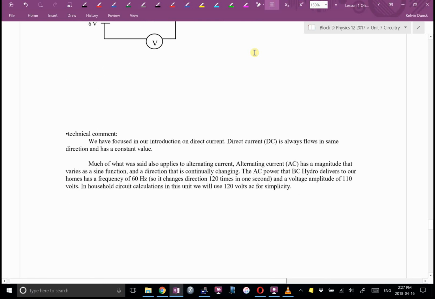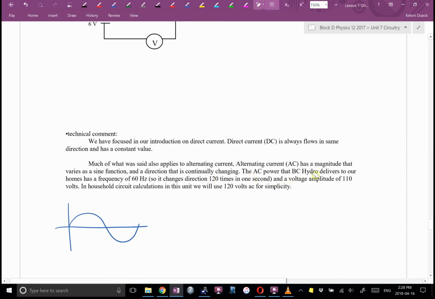Little technical comment. We focused our introduction on direct current. Direct current, DC, always flows in the same direction as a constant value. A lot of what I'll be teaching you also works to alternating current. Alternating current, AC, has a magnitude that varies as a sine function. It's a trig function. I can't assume that you've all done trig. Some of you have, some of you haven't, because I know not all of you are in pre-calculus 12. So it has a direction that's usually changing.